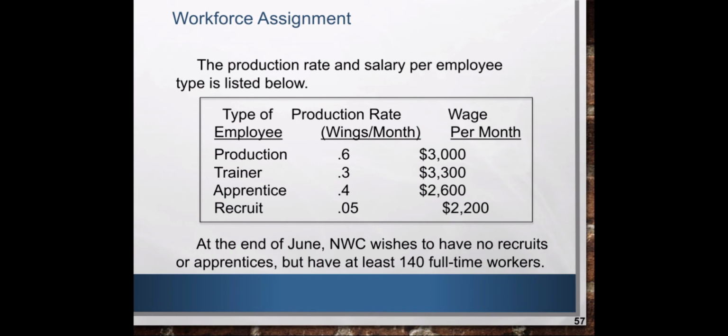The production rate, or wings per month, for production is 0.6, for trainer is 0.3, apprentice is 0.4, and recruit is 0.05. The wage per month for production is $3,000, for trainer is $3,300, for apprentice is $2,600, and for recruit is $2,200. At the end of June, NWC wishes to have no recruits or apprentices but have at least 140 full-time workers.